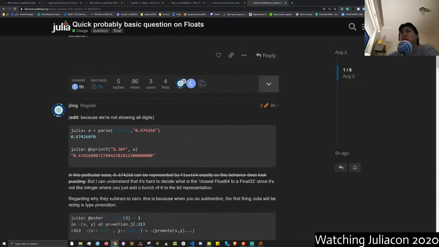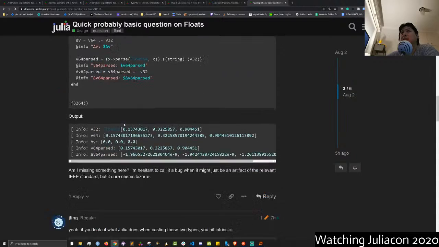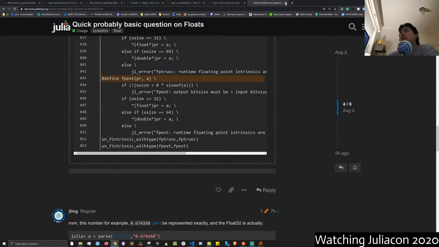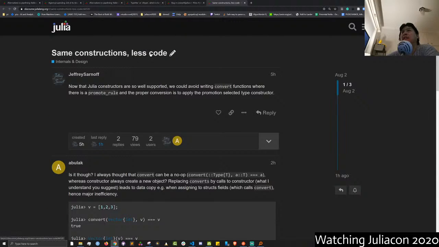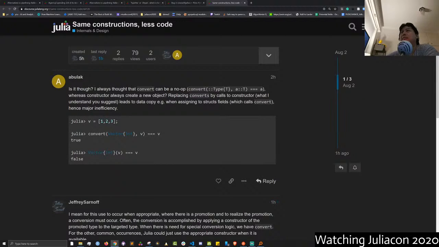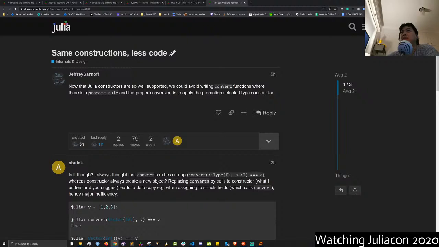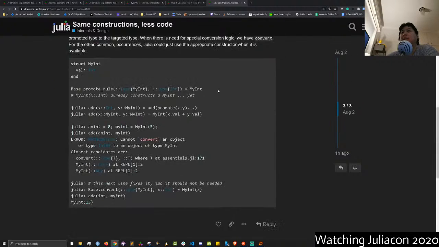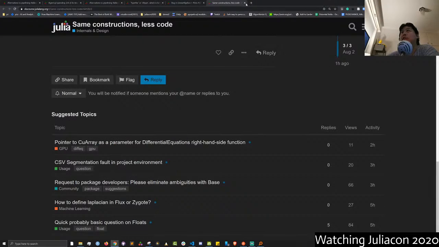Okay. Well, I think this guy explains it. Yeah, it's not that big a deal. Someone's answered it already. Same constructions, less code. Yeah, actually, the convert and promote rule also confuses me. Man, I'm not sure if this sentence even makes sense to me. So I'm not going to read this further. It's too hard.